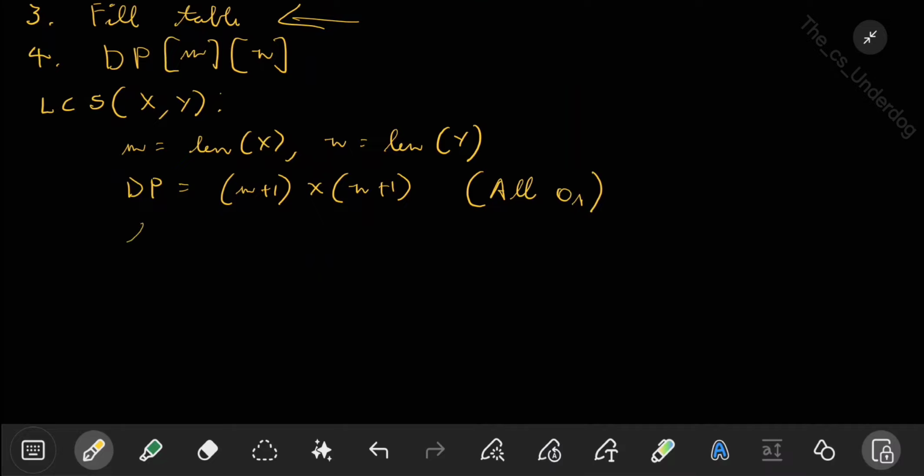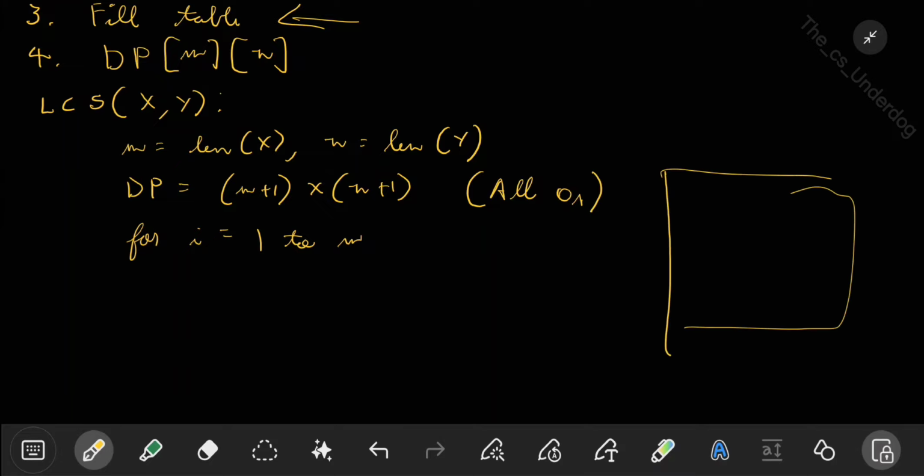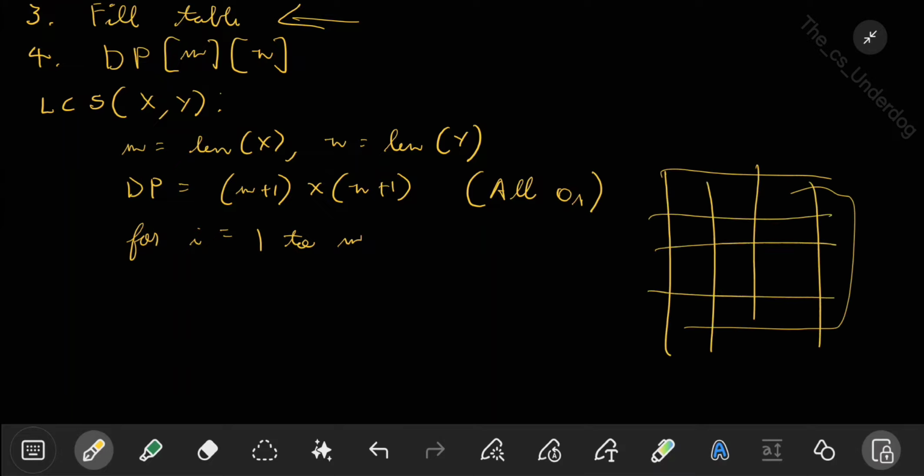In the first loop, you should go through each of the entries from 0 to m. For i equal to 0, it is already filled because you have all zeros. So i equal to 1 to m, for all blocks. While you are iterating through each, what should you do? You have a table. In this table, you have i here: 0, 1, 2 up to m. And here you have j: 0, 1, 2 up to n.